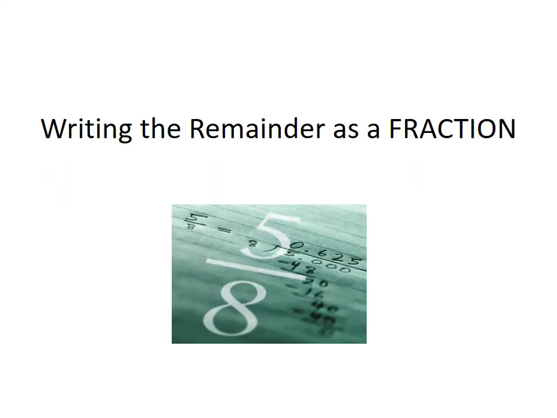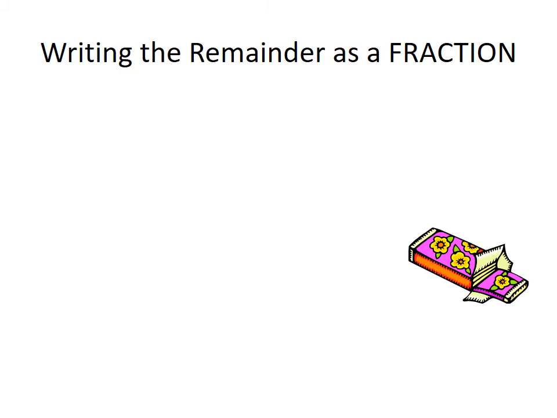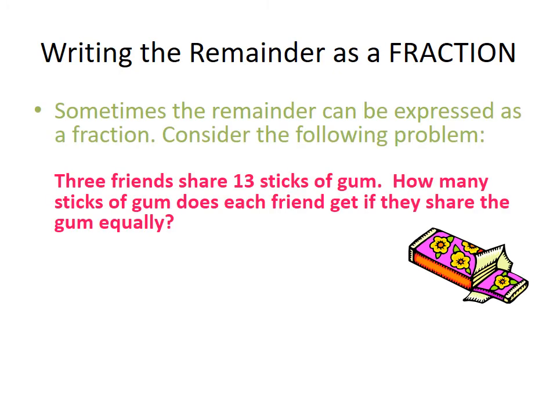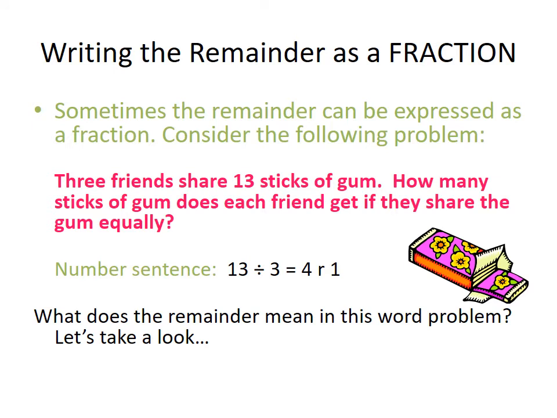Writing the remainder as a fraction. Sometimes the remainder can be expressed as a fraction. Consider the following problem. 3 friends share 13 sticks of gum. How many sticks of gum does each friend get if they share the gum equally? So as a number sentence, that's going to look like this. 13 sticks of gum divided amongst 3 friends gives us 4, remainder 1. What does the remainder mean in this word problem? Let's take a look.